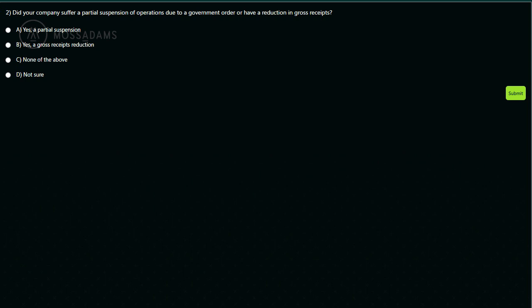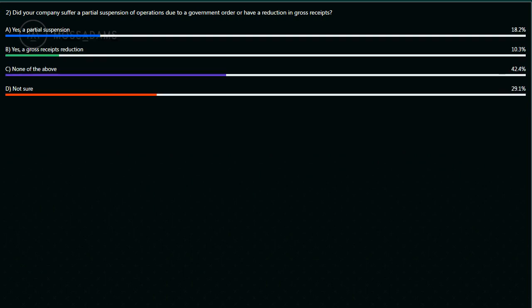Okay, so here we go. So it looks like a number of the businesses had a partial suspension. A number of you have had a reduction in gross receipts. A chunk of the financial industry clients here have had none of the above, and a number of you are not sure. And I think the not sure lends itself to a conversation about what your facts and circumstances were and how the business may or may not have qualified under the government orders that we're going to be talking about. So with that, we'll move on to the next slide.